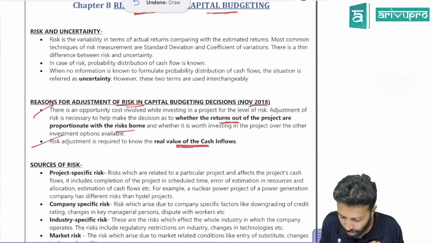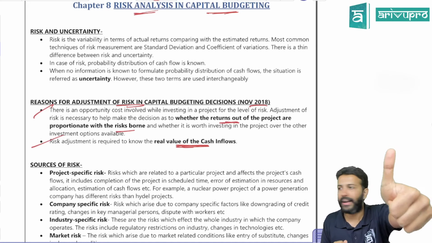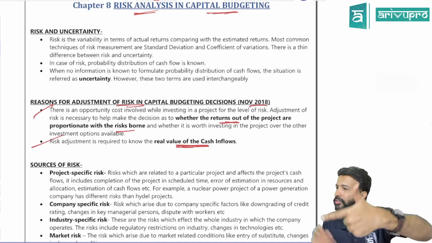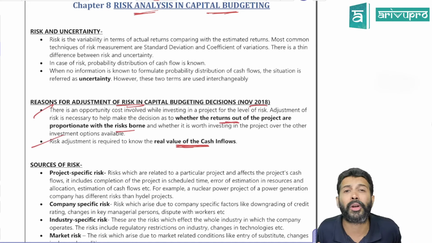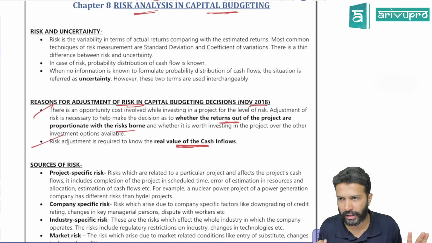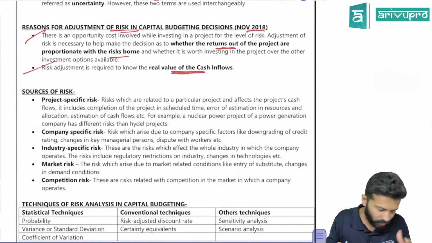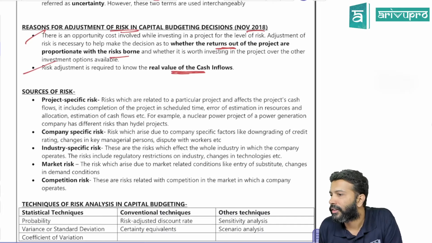Once it came in the November 2018 paper, I think for 2 marks. One, risk and return go hand in hand. And second, by considering the risk element, you will be able to find out the real cash flows associated with the project, and that will help you take the decision much better. That's it. Can I go for the next one, sir?